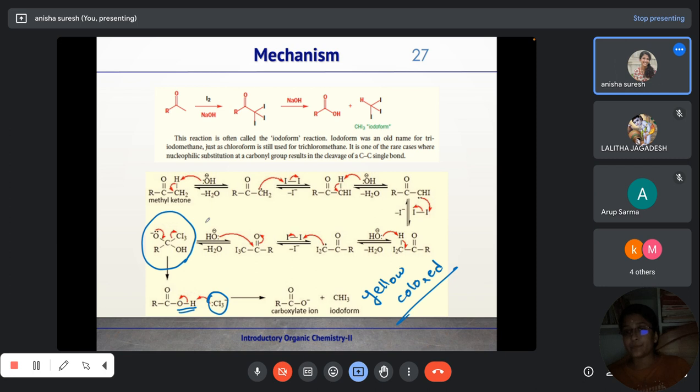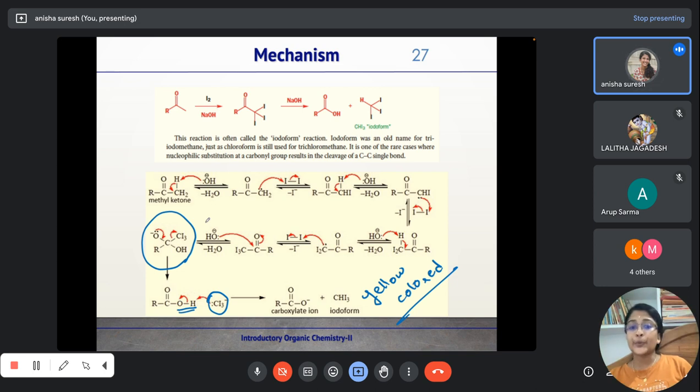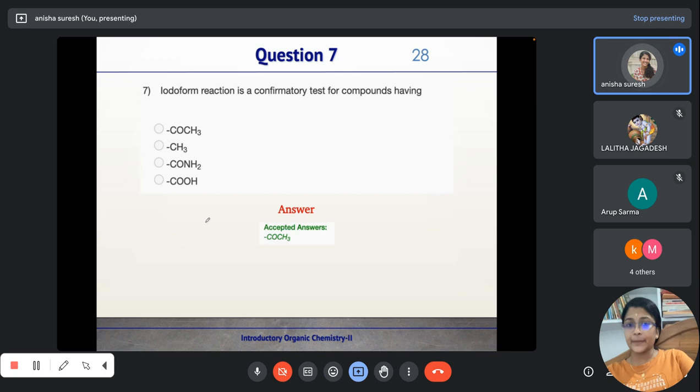So that is why this iodoform reaction is used as a confirmatory test for the presence of methyl ketones in the reaction medium. This question is clear, right? The right option is methyl ketones. Up to this question, there are no doubts, right?